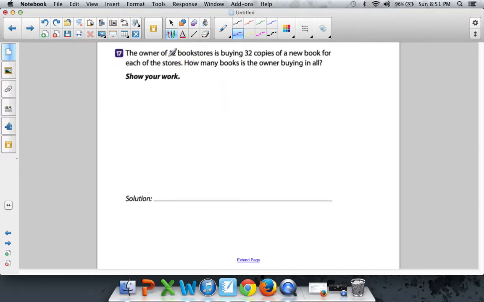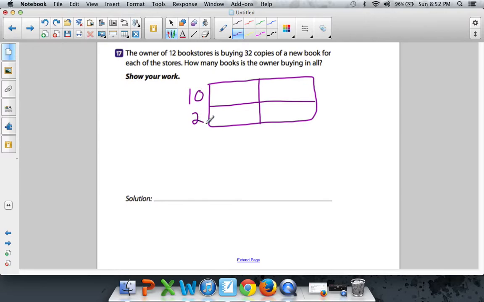Alright, owner of a bookstore, 12 bookstores, buying 32 copies. How many books is the owner buying? Oh, okay, same thing we did literally 1 minute ago. I'm going to go a little faster, try to keep up. Make my box, 4 corners. I see a 12, so I'm going to put 10 and 2 for my 12. And then for my 32, I'm going to put 30 and 2.